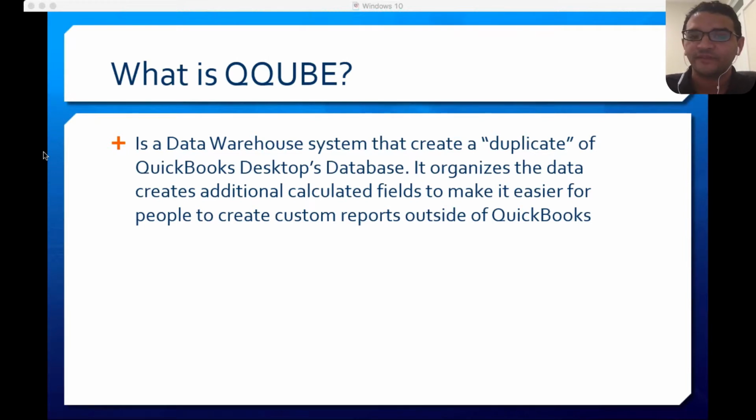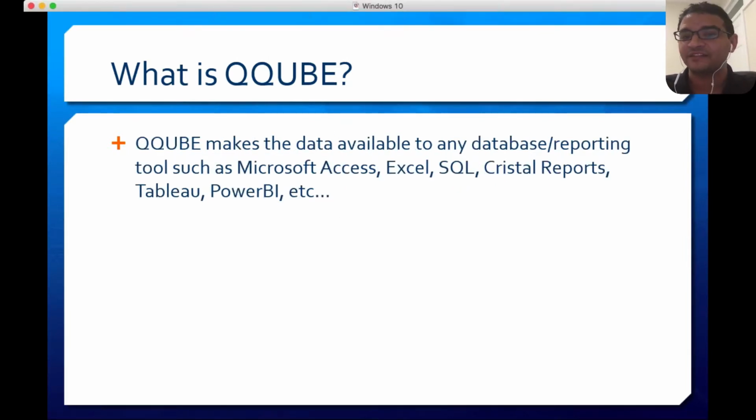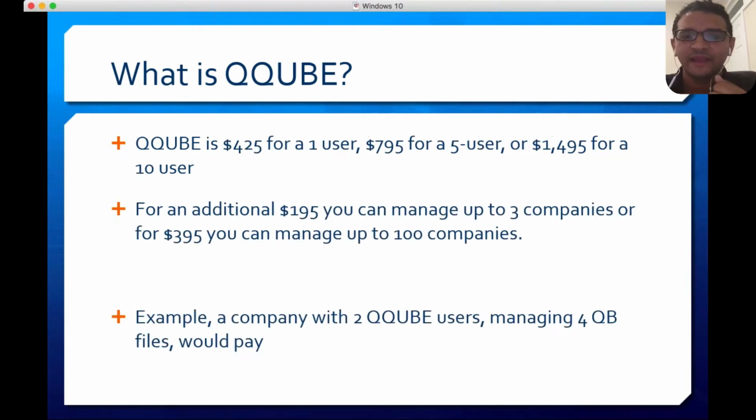So some of the systems often associated with building reports outside of QuickBooks are Microsoft Access, obviously Excel, SQL, Crystal Reports, Crystal with a Y, I apologize for the misspelling, Tableau, and obviously Power BI, which is what we're going to showcase. So QQUBE is a tool that takes the QuickBooks data outside of QuickBooks and displays it and organizes it in a meaningful way, hopefully so the user or creator of these custom reports can use that data, can pivot it, can group it, can make graphs with it, and so forth.